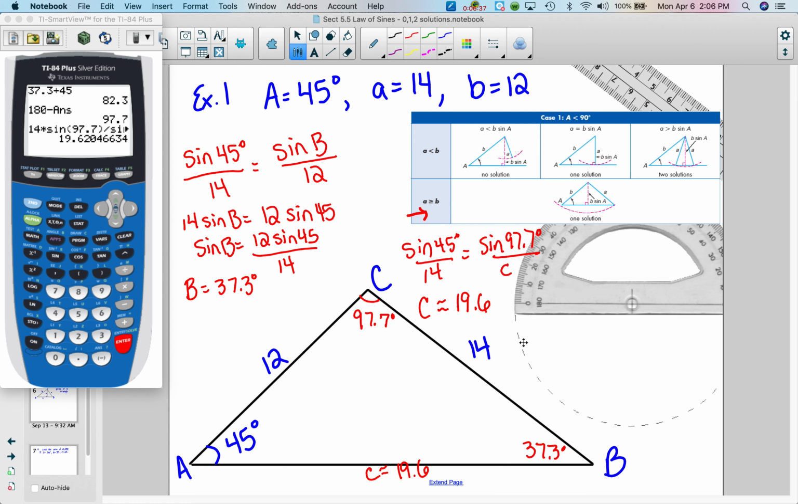And now my triangle is solved, and there's only that one solution. So I have all the angles and all the sides.